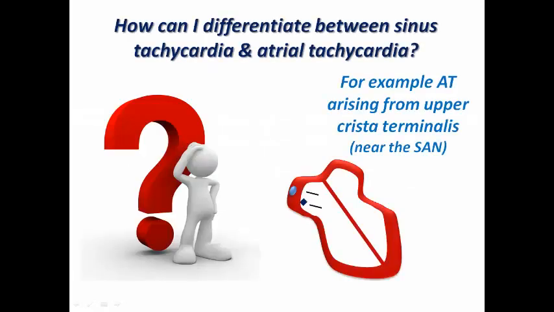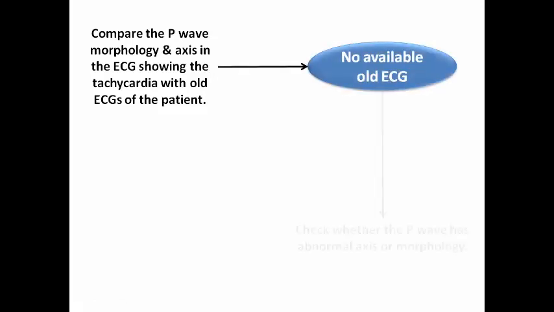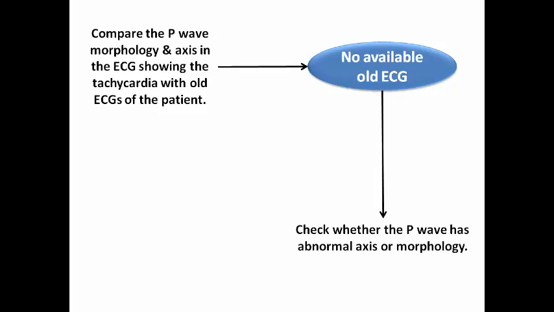So in order to summarize how to differentiate between sinus tachycardia and atrial tachycardia, because sometimes it is very difficult, like for example atrial tachycardia arising from the upper crista terminalis near the SA node, the axis may be slightly nearer to the axis of sinus tachycardia. So how can we differentiate it? First of all, we should check if there are old ECGs available with the patient and compare the P wave morphology and axis in the current ECG with the old ECGs. If there are no old ECGs available, just stick to checking the axis and morphology of the P wave, and if there is any abnormal axis or morphology, suspect atrial tachycardia.